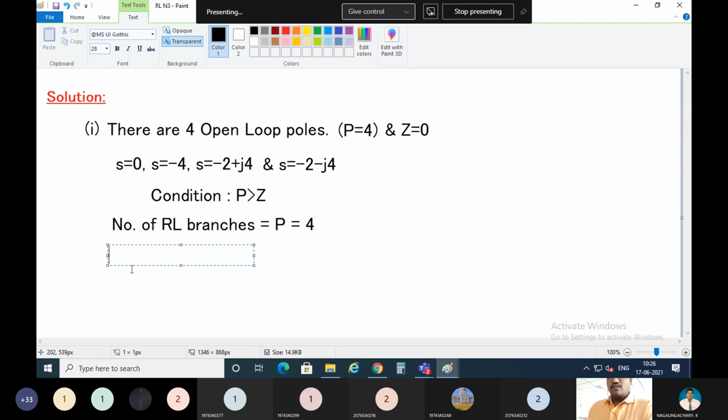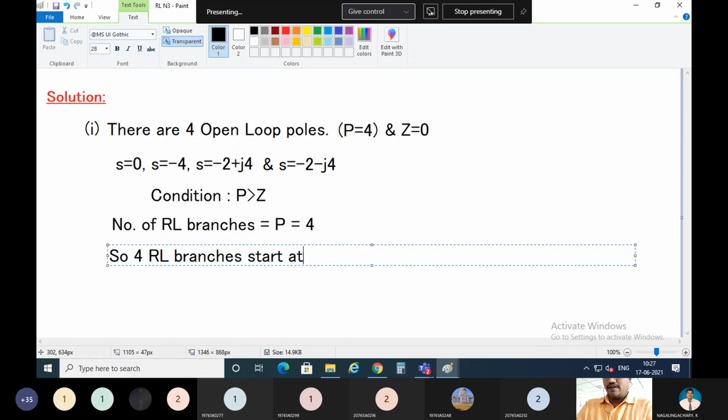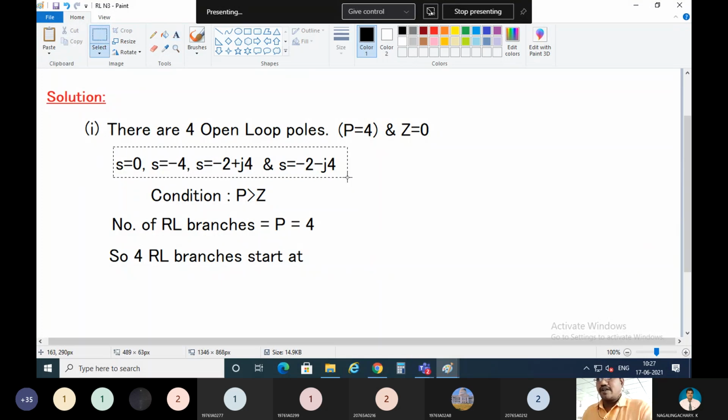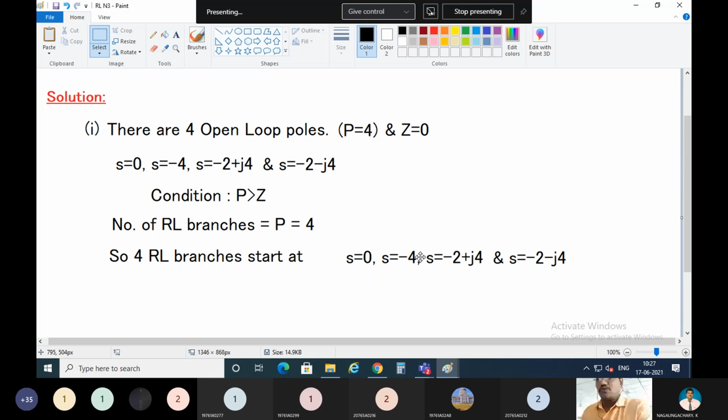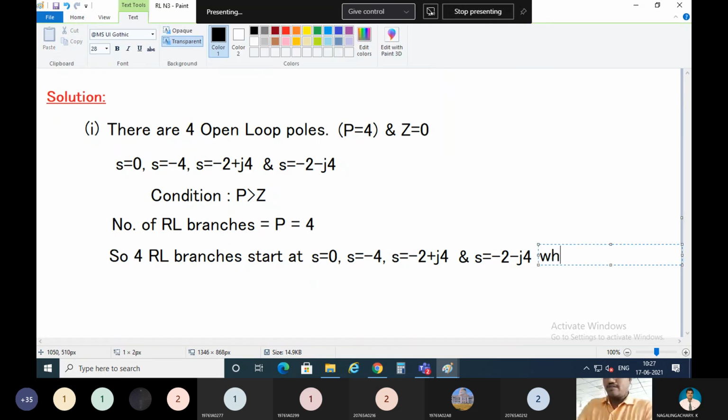Next, write down this point. The 4 root locus branches start at s equal to 0, s equal to -4, s equal to -2 plus j4, and s equal to -2 minus j4, where K equal to 0. This is the point. Next point.